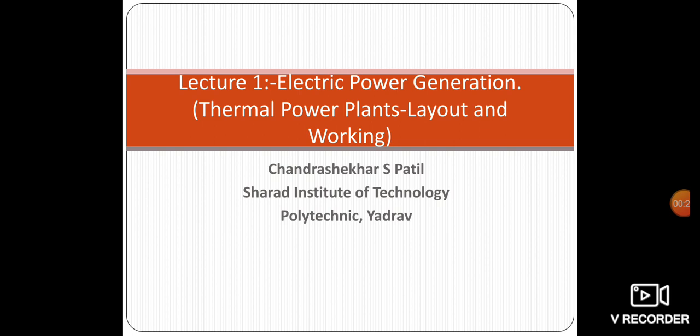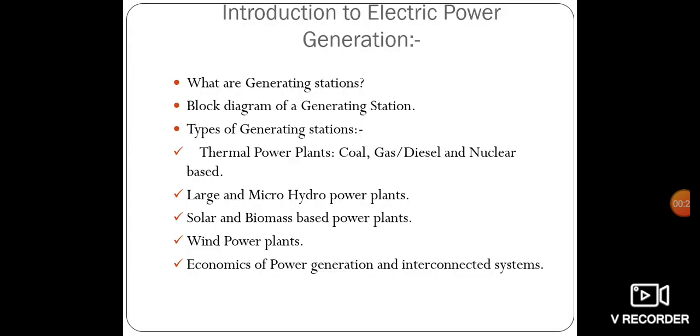In lecture 1, we will see what are generating stations, block diagram of a generating station, types of generating stations, thermal power plants. In that we have coal, gas or diesel and nuclear based, large and micro hydro power plants, solar and biomass based power plants, wind power plants, and economics of power generations and interconnected systems.